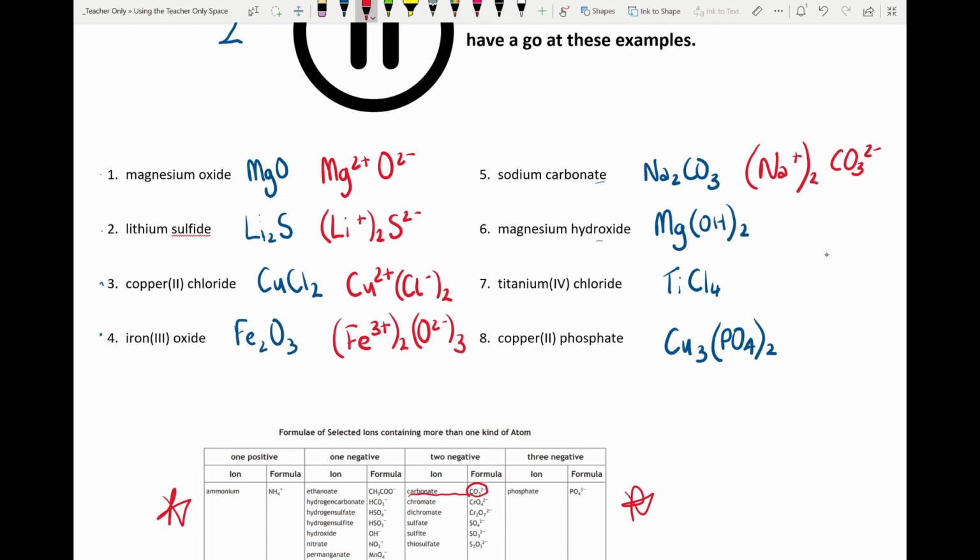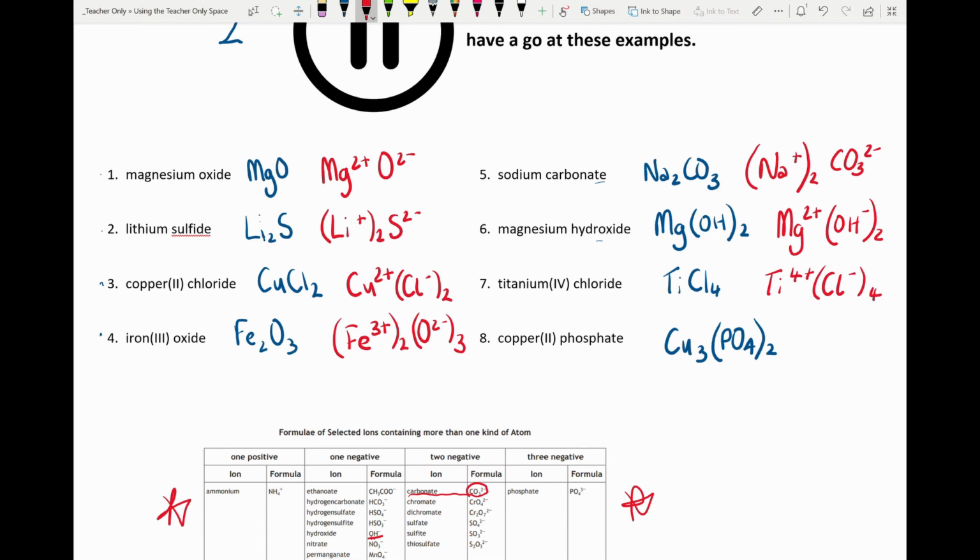Okay, next example, Mg2+. Our brackets are already there. If I look up hydroxide, OH-, pop it in brackets because it's already in brackets, and we put our 2 on the outside. Titanium 4 chloride, now this is one of our unusual ones. We've got a 4+ charge on our titanium, and then chlorine with a negative charge, and 4 of them.